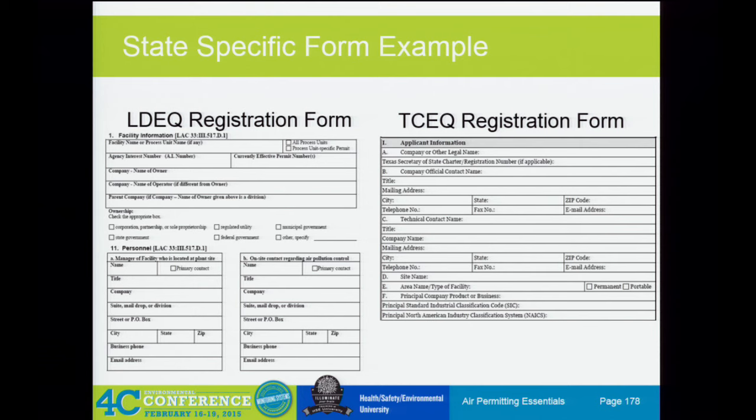And who do we contact? Who's the person that's going to be signing? And who's the person that we talk to if we have technical questions? All right, so that information is on both of these forms. It's just oriented in different ways. So that's what I'm talking about. You have to use the state-specific forms. And they have parallel forms for fees and for all the other stuff.